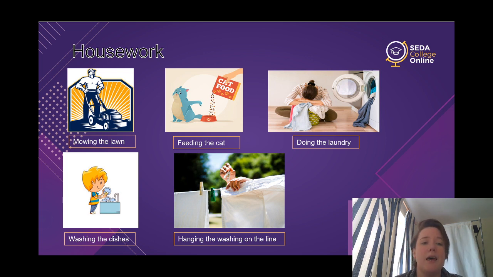So, first one, mowing the lawn. Okay, so that's housework. Now, I don't know if au pairs mow the lawn, but this is part of doing housework, okay? So mowing the lawn. The next one is feeding the cat or feeding the dog or whatever pet you have. You can use feeding any pet, okay? But that's the activity, feeding the cat.